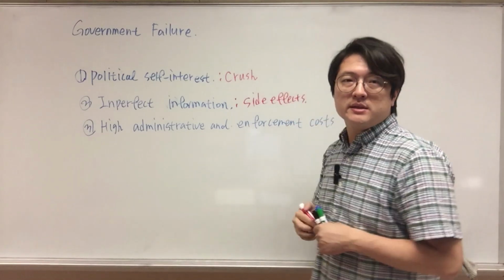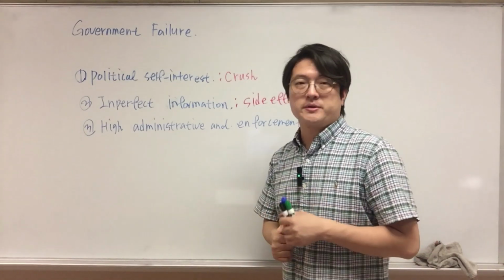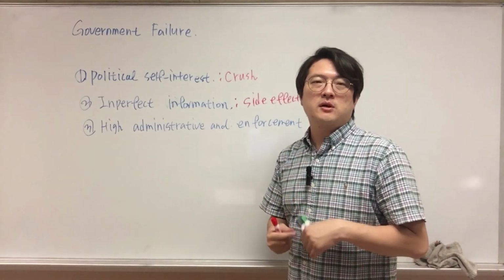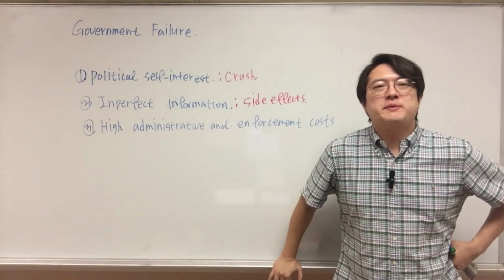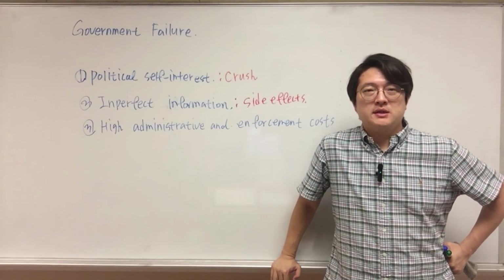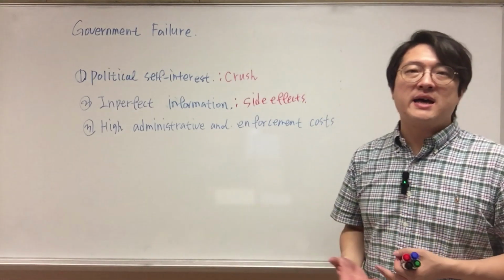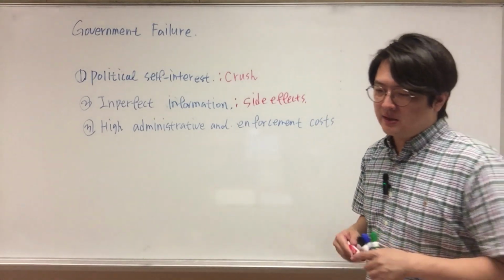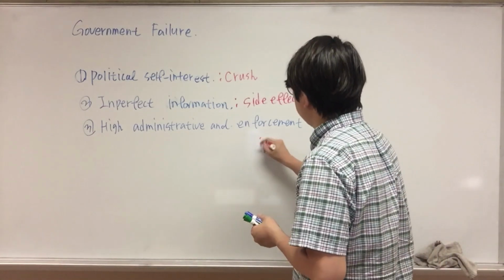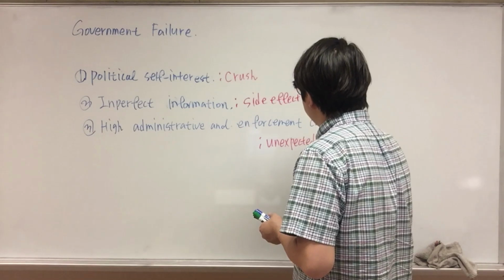The final one is high administrative and enforcement cost. Okay, the government usually spends administrative and enforcement costs for making the policy. Okay, so these things create unexpected high costs, right? So in this case, unexpected cost.